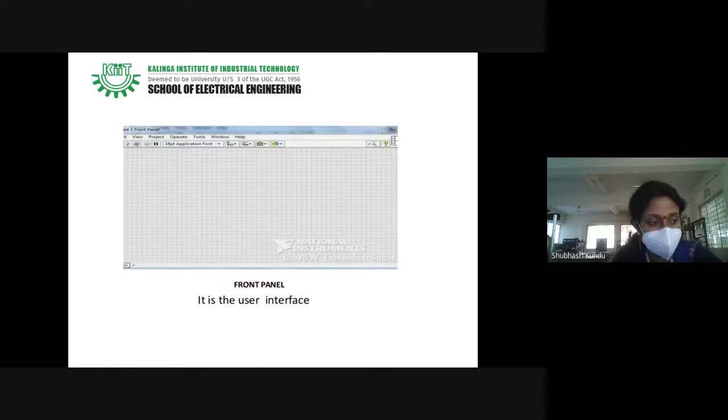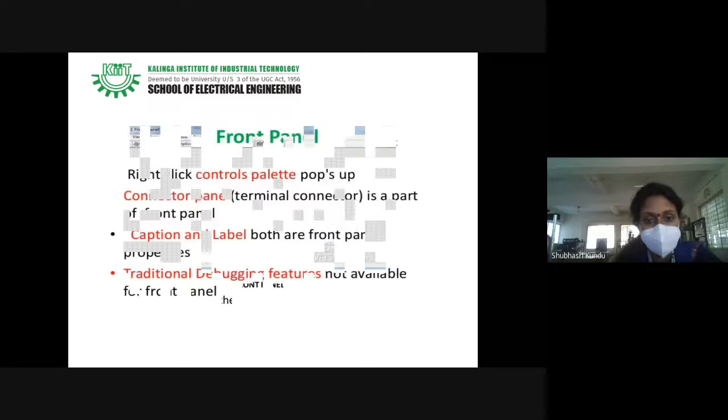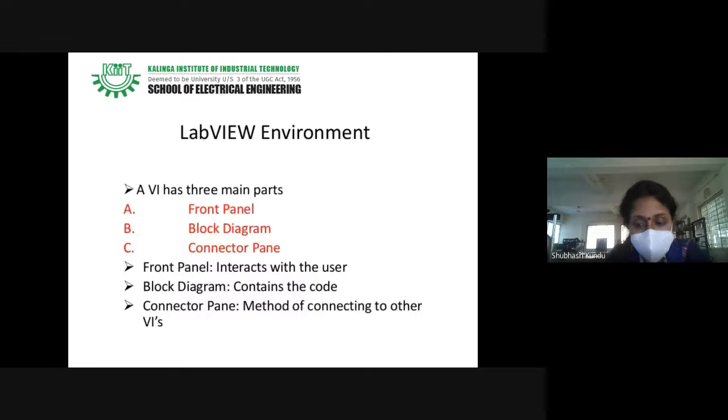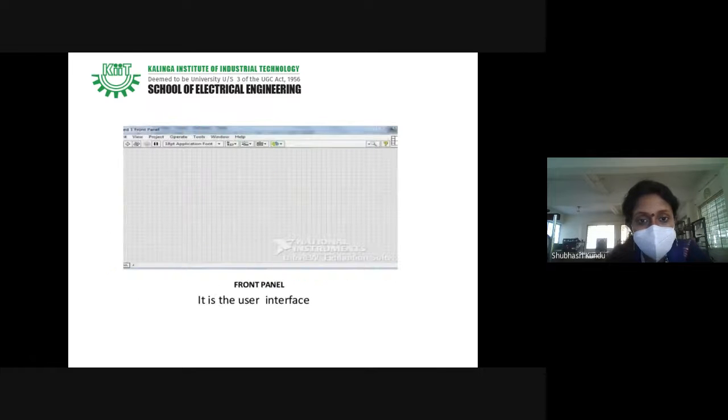It is the user interface, right? Right-clicking on the palettes pops up the menu. The connector pane terminal connector is a part of the front panel, and the caption and label are both in the front panel properties. Traditional debugging features are not available for the front panel, meaning we cannot debug the program here, because this is not the program end. It will show us what our front end is, what is at the user side.